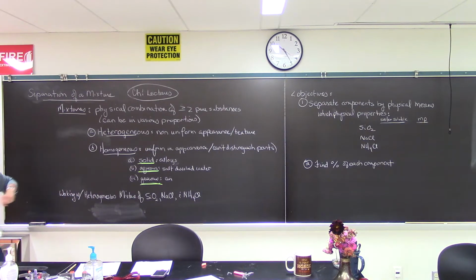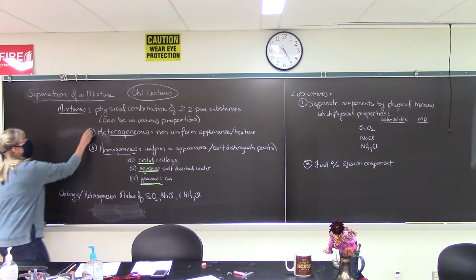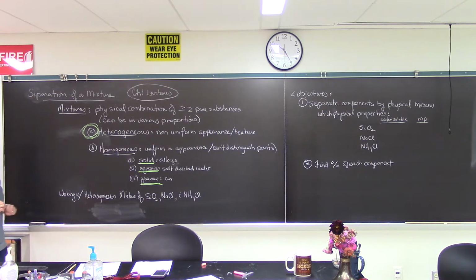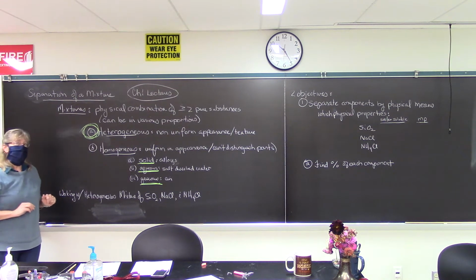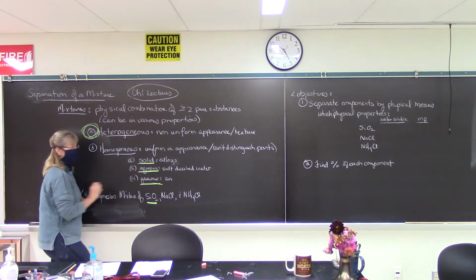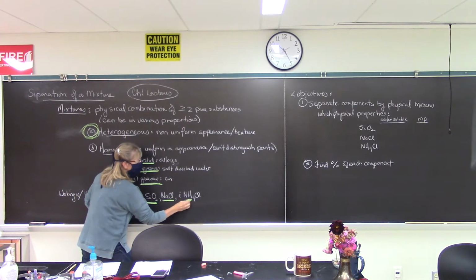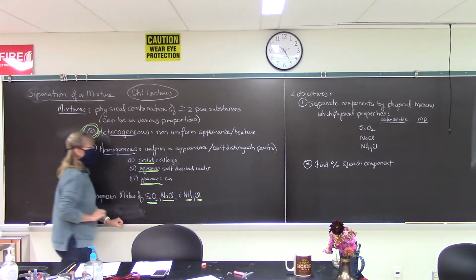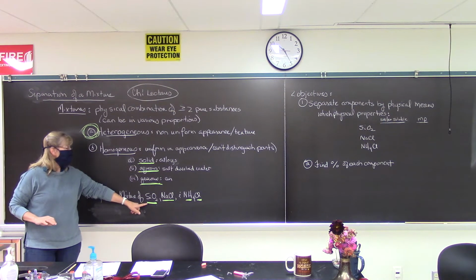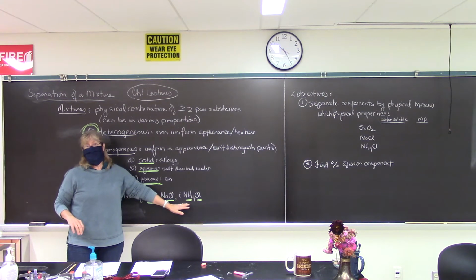Okay, so heterogeneous mixtures and homogeneous mixtures, we're going to be dealing with a heterogeneous mixture. And our heterogeneous mixture is going to be made up of silicon dioxide, sodium chloride, and ammonium chloride. Now, you know these better as sand, salt, and ammonium chloride. You don't know that one.